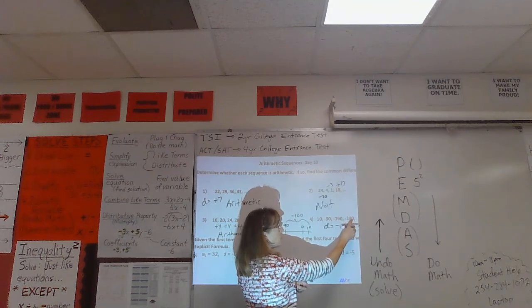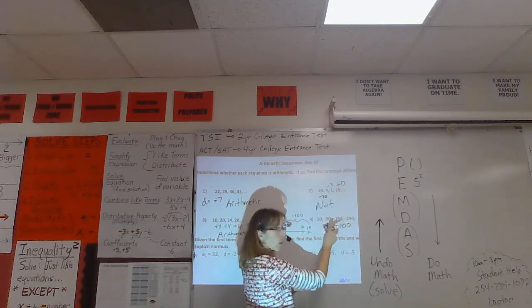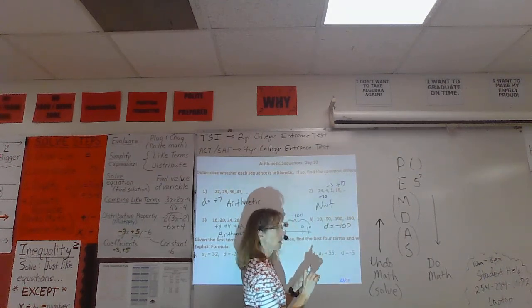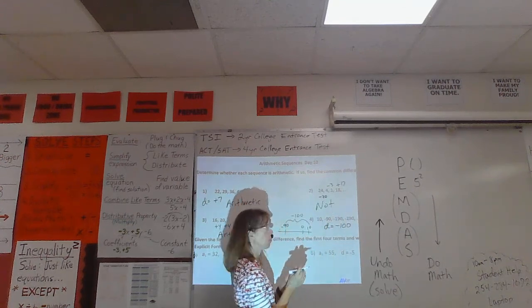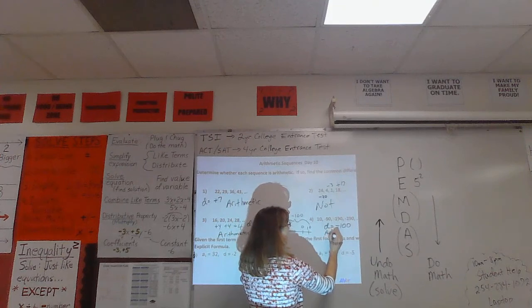And again, you can take negative 290 minus negative 190. So it's a double negative there because we're subtracting this number minus the previous number to see what you're adding or subtracting. It is arithmetic.